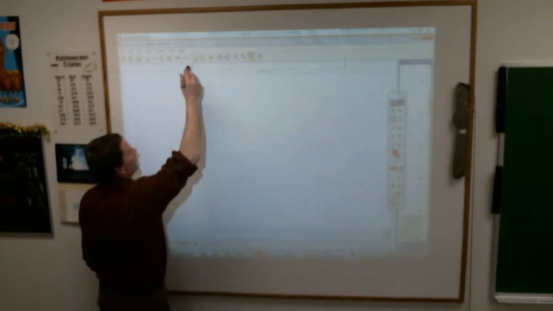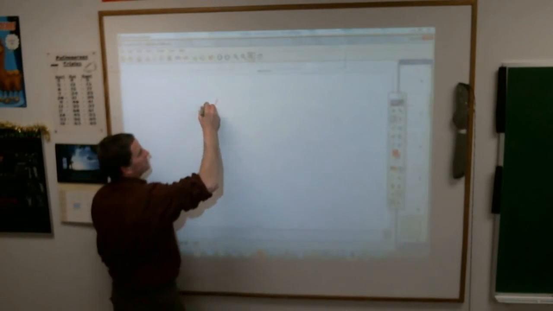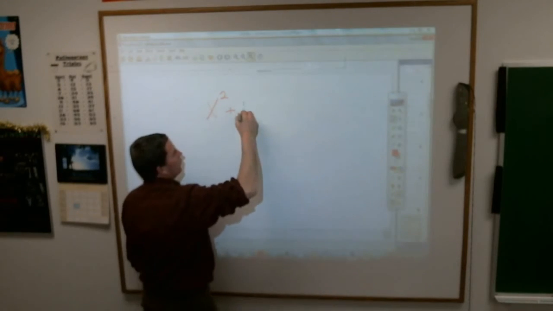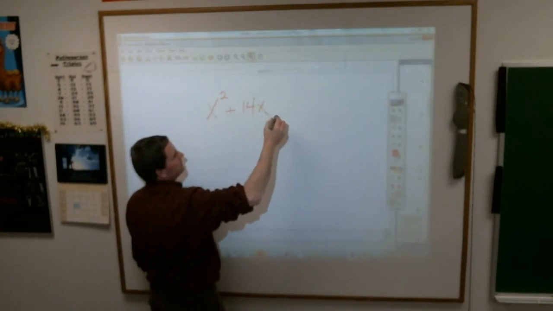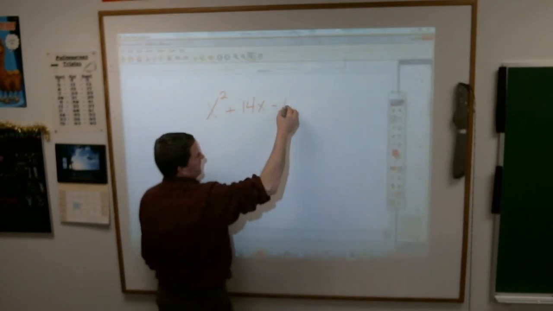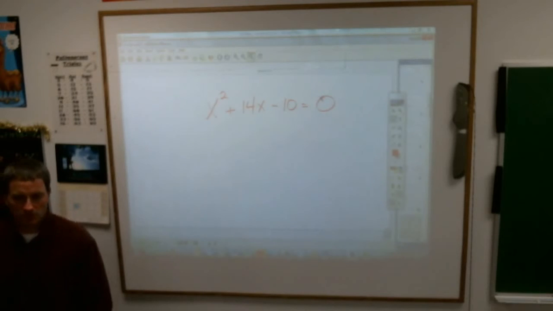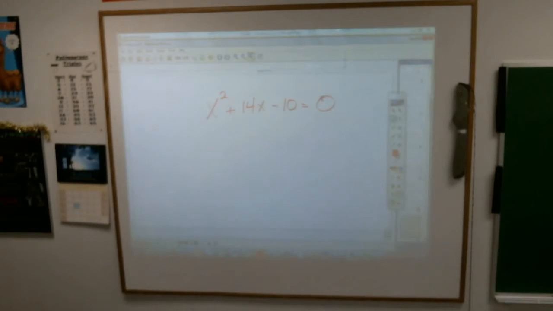Alright, here we go. x squared plus 14x minus 10 equals 0. I want to see how far you get. At least write down the directions or do step number 1, step number 2, step number 3. We'll see how far we get before we hit the proverbial brick wall.